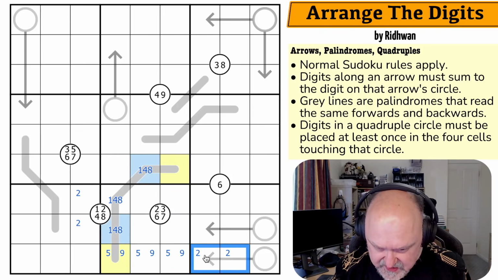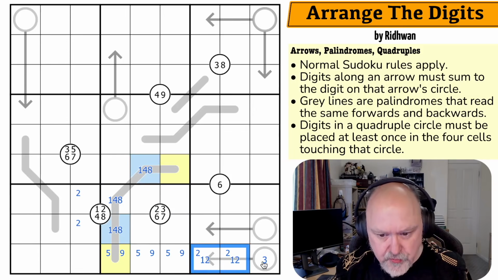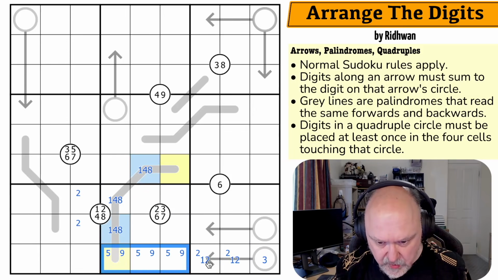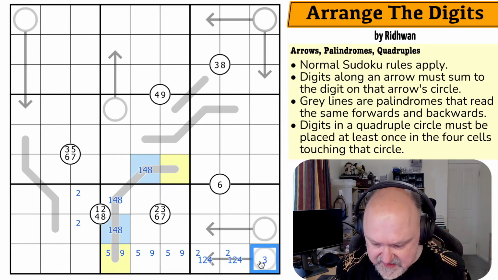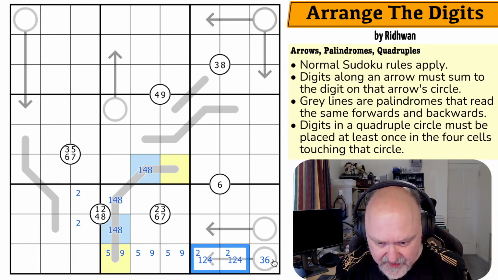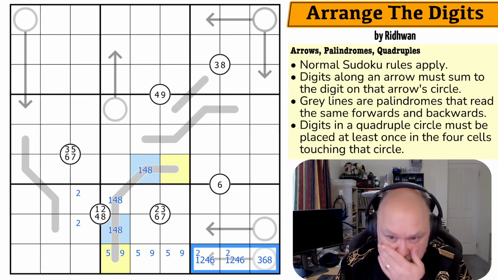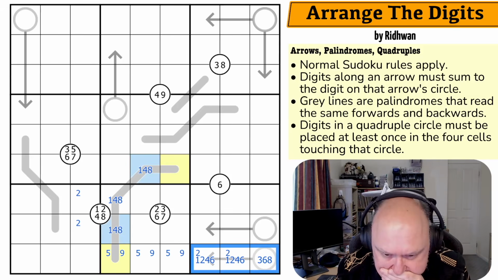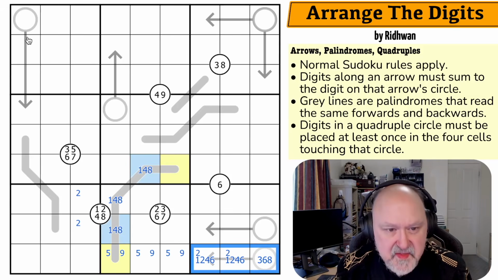So that restricts this. This could be 1, 2 leading to 3. It can't be 2, 3 leading to 5, because that doesn't work. It could be 2, 4 leading to 6. Can't be 2, 5 leading to 7. Can be 2, 6 leading to 8, but it can't be 2, 7 leading to 9. So this is actually a little restricted. This is, of course, restricted.